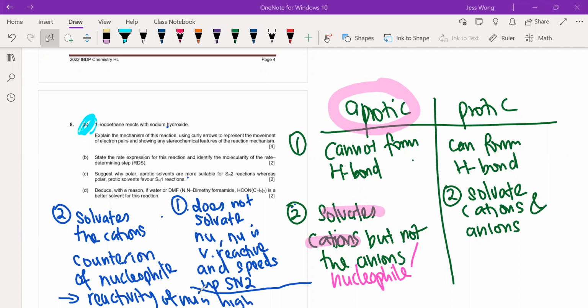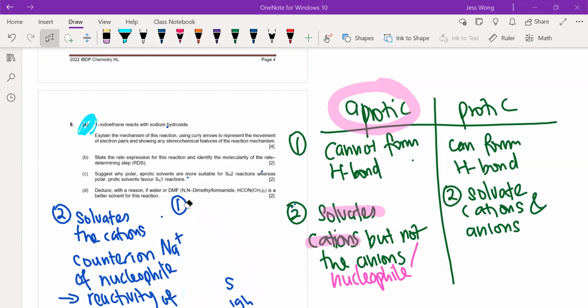Okay, for example, it solvates the Na plus. Remember NaOH. By solvating the Na plus, it helps to dissociate the NaOH into Na plus and OH minus. And then it doesn't solvate the nucleophile, which is the OH minus. So therefore, the OH minus is very reactive, and this helps to speed up the SN2 reaction.